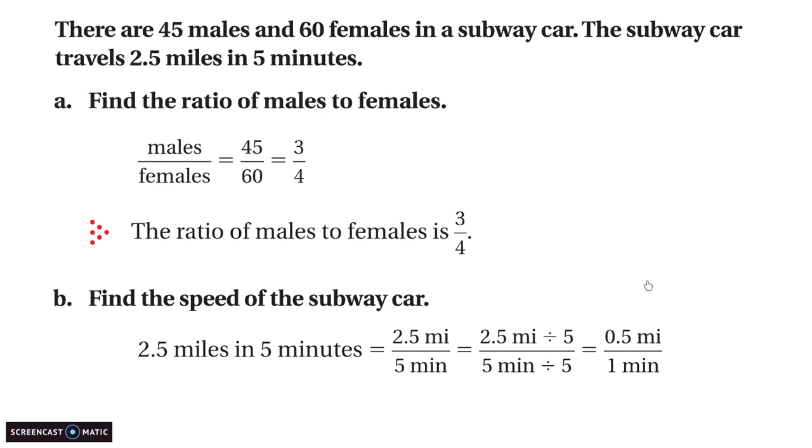Okay? So this is really two problems in one, but it illustrates how you take information from text, turn it into a ratio that can then be simplified, okay? It's all about getting things in simplest form. If we have 45 males for every 60 females, that means we have 3 males for every 4 females, okay? If we go 2.5 miles in 5 minutes, that means we go 0.5 miles in 1 minute.